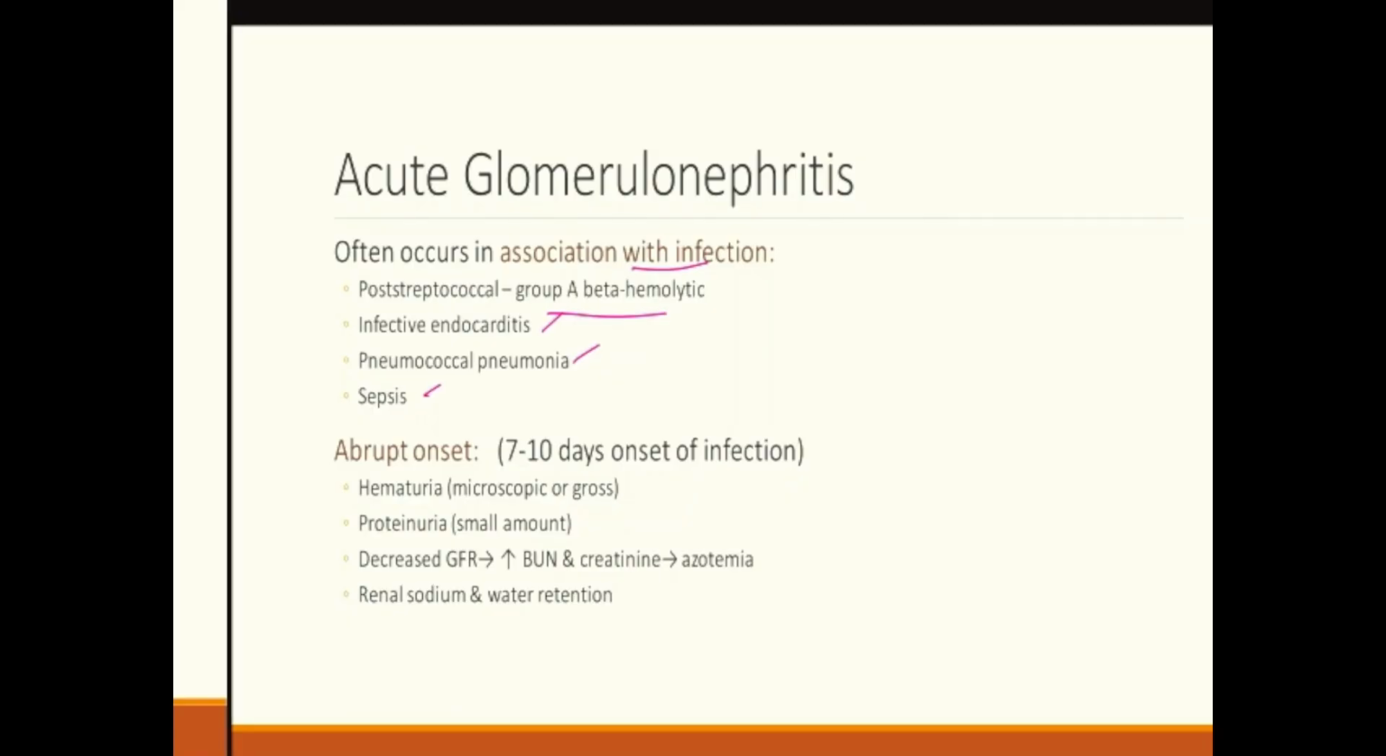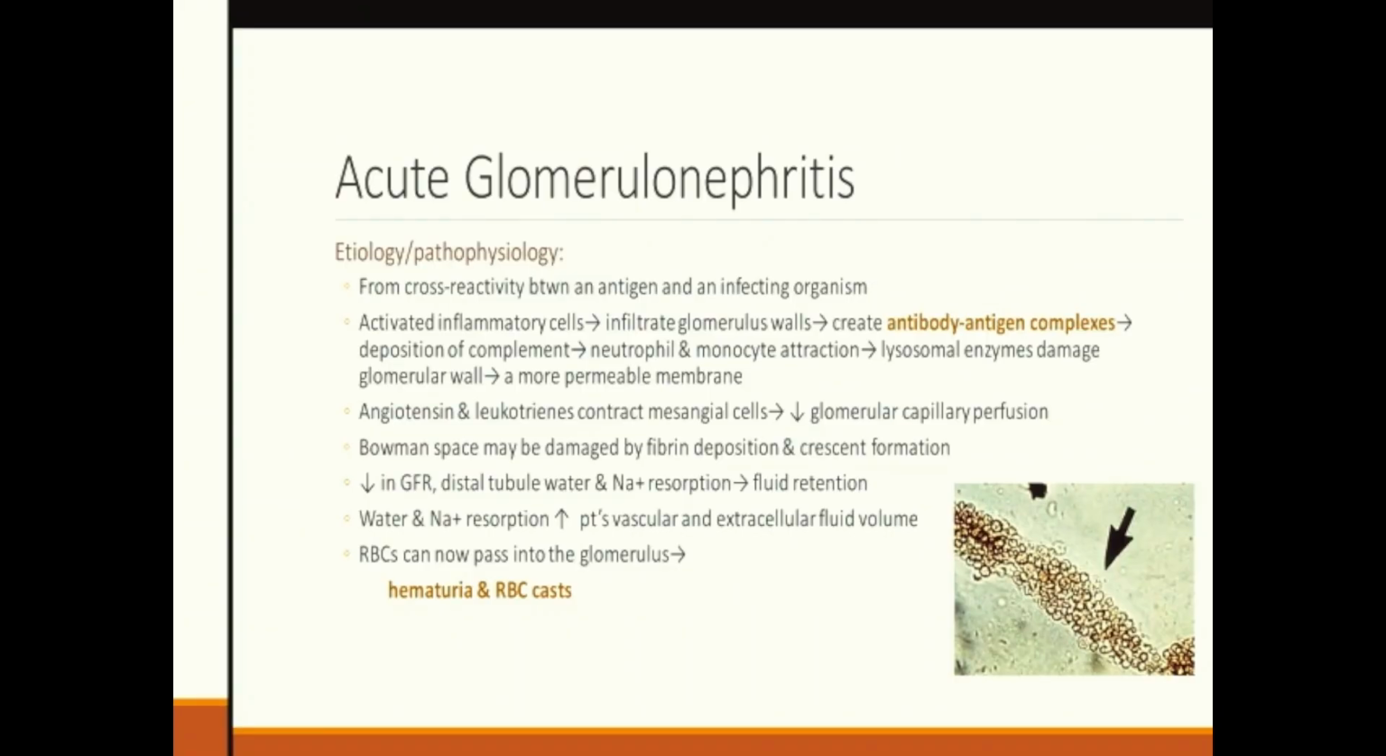So again, it's inflammatory. There has to be some sort of underlying condition going on previously. Ask your patient, were you sick recently? Yeah, I had a cold a week ago, and now I'm feeling better, but now I got this. Ask your patient certain questions, you'll find out more information. Abrupt onset, again, a week, 10 days after the infection, so they got sick, and then a week and a half, 2 weeks later, they come in and they have all these problems. So again, hematuria, proteinuria, decreased GFR, and renal water and sodium retention. This is the acute phase for acute glomerulonephritis. Again, underlying cause, they were sick recently.